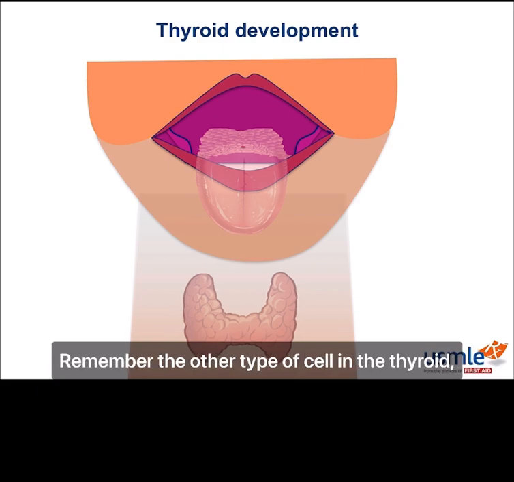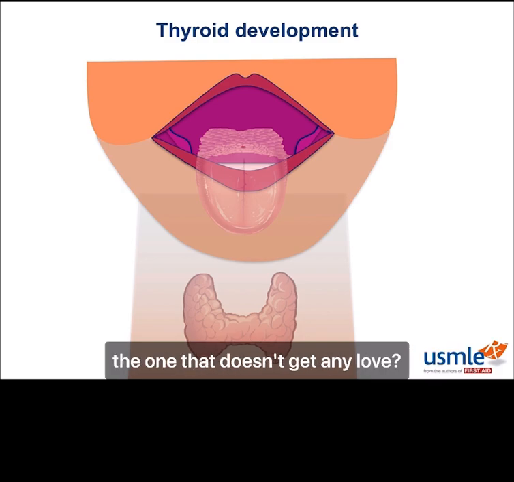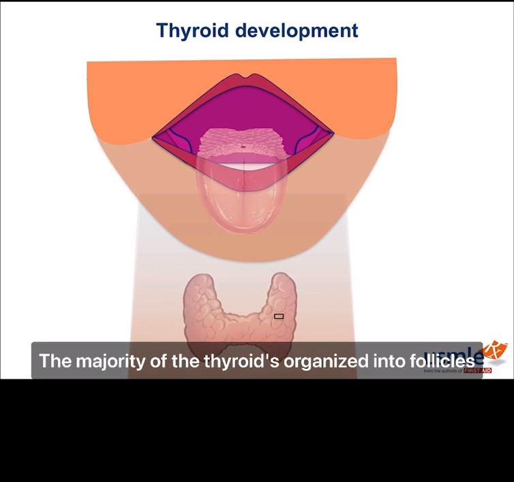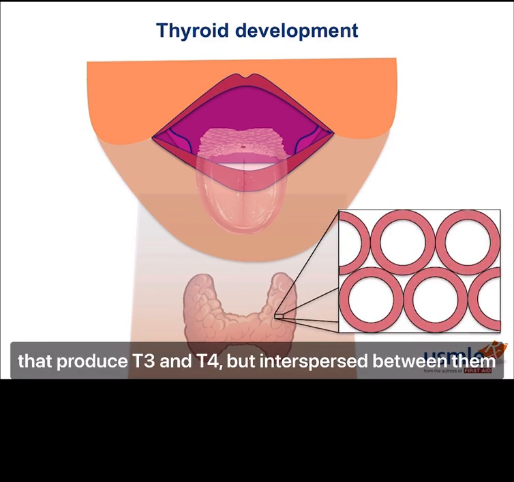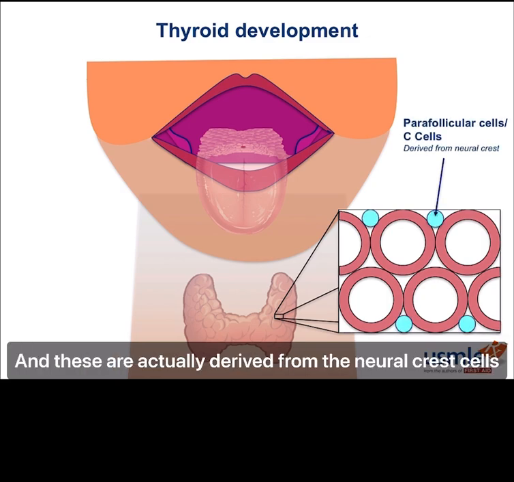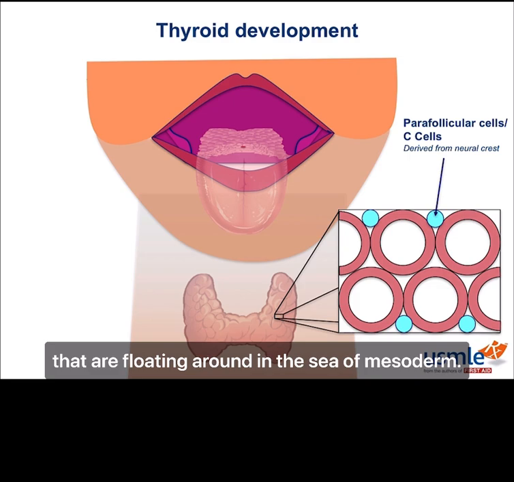Remember the other type of cell in the thyroid, the one that doesn't get any love? The majority of the thyroid is organized into follicles that produce T3 and T4, but interspersed between them are the parafollicular cells that secrete calcitonin. And these are actually derived from the neural crest cells that are floating around in the sea of mesoderm.